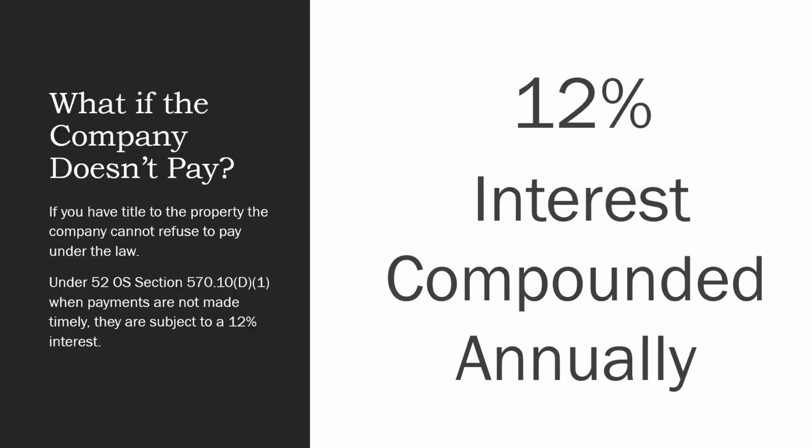What if a company doesn't pay? If you have title to the property, the company cannot refuse to pay under law for refusing to return a division order. In fact, under Oklahoma law, when payments are not made timely, they are subject to a 12% interest that is compounded annually.